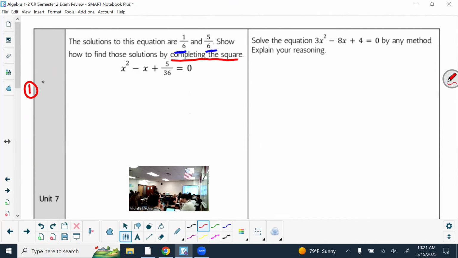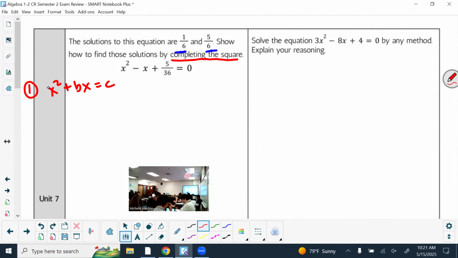What form does it want it to be in? It does not. Because it's already in standard form set equal to 0. Completing the square is the only one that doesn't want that. Very good.